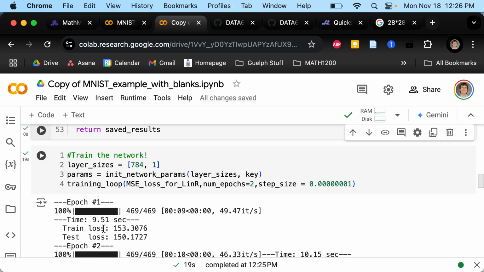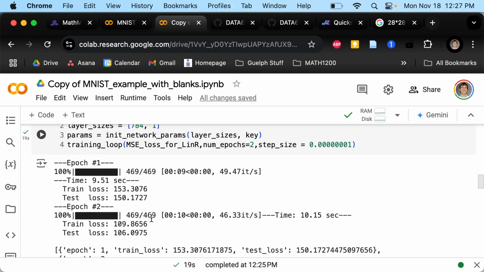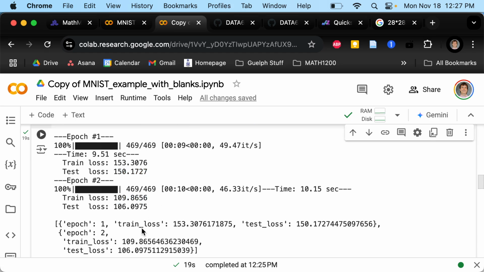Okay, so remember, the loss started out at 300, and after one step we got it down to 150. That's very good. And I've done the training loss and the test loss, 153 and 150. That means we're probably not overfitting. It's doing pretty well. It's generalizing from the train set to the test set quite well. This is one of the great things about neural networks, they generalize pretty well. Okay, here's another one. We went down from 150 to 109. Okay, great. Very good.